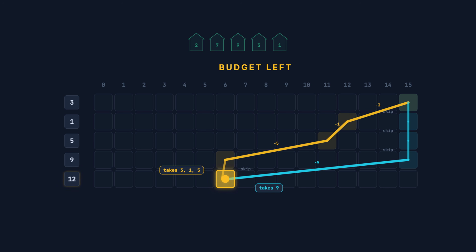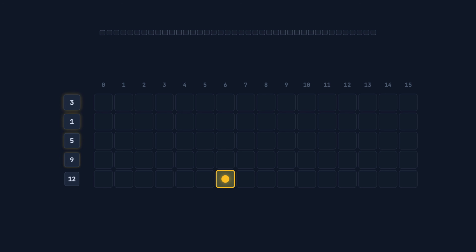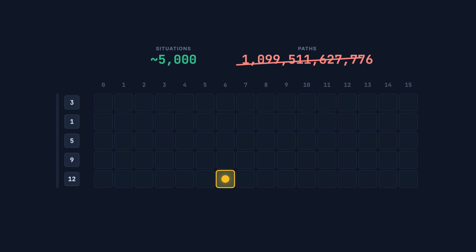And remember the street. The state never cared how you got there. From that cell on, those 2 histories have exactly the same future, so you work it out once. Scale the list up to 40 numbers, and it's every position times every budget you could still owe. That's a few thousand cells, not 1 trillion paths.